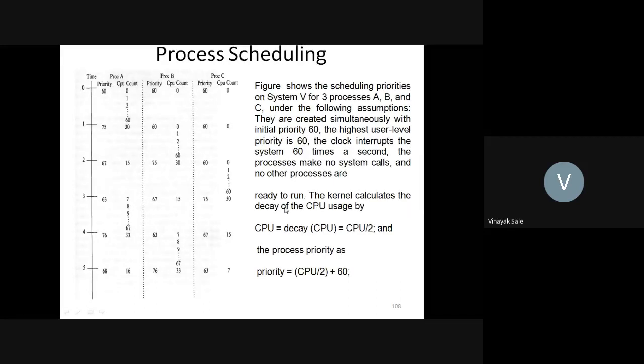So the kernel calculates the decay of the CPU usage by this formula: CPU = decay(CPU) = CPU / 2, and process priority = CPU / 2 + 60.